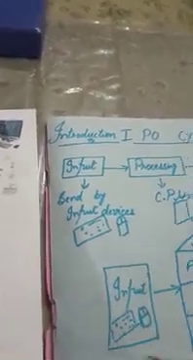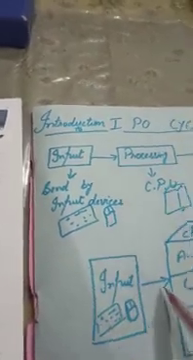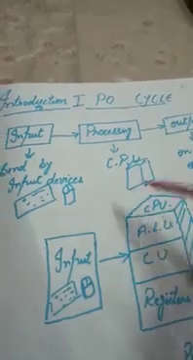So let's understand each of them now. First is input. In this section, we send input to the computer by using input devices like keyboard and mouse. So once the input is received by the computer, it goes for processing.